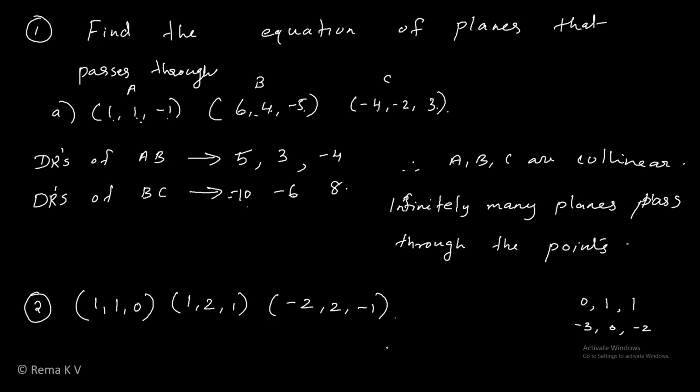What about these points? Are they collinear? Just find out the difference here. 1 minus 1 is 0, 2 minus 1 is 1, 1 minus 0 is 1. So the direction ratios are 0, 1 and 1. Then find out the difference here: minus 2 minus 1 is minus 3, 2 minus 2 is 0, minus 1 minus 1 is minus 2. Are they proportional?